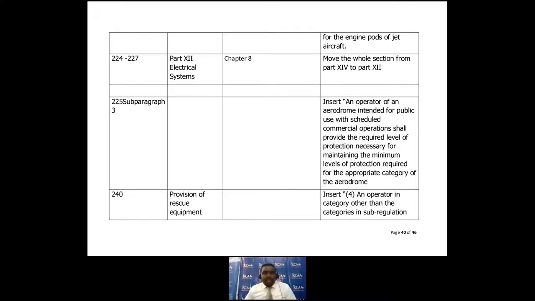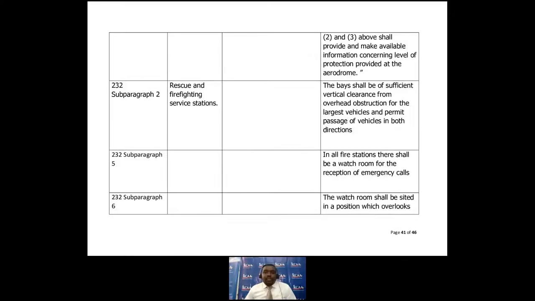So issues of rescue and firefighting. And then regulation 240, that is a provision of rescue equipment. And we inserted as sub-regulation 4, an operator in category other than the categories in sub-regulation 2 and 3 above shall provide and make available information concerning level of protection provided at the aerodrome.